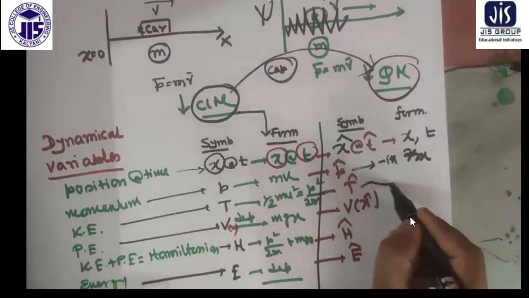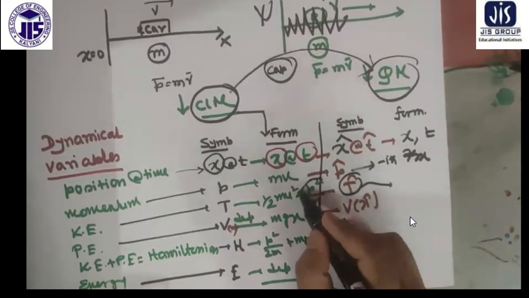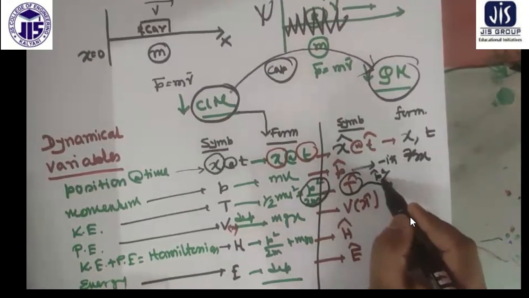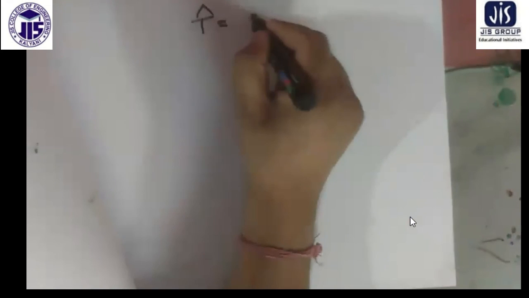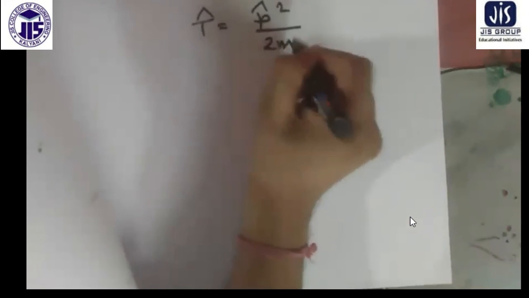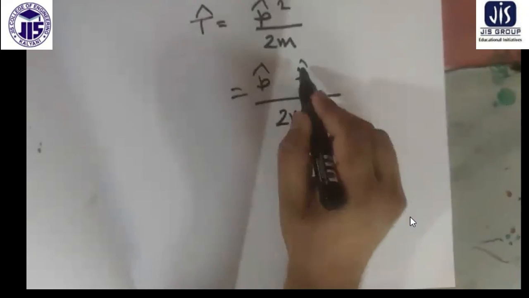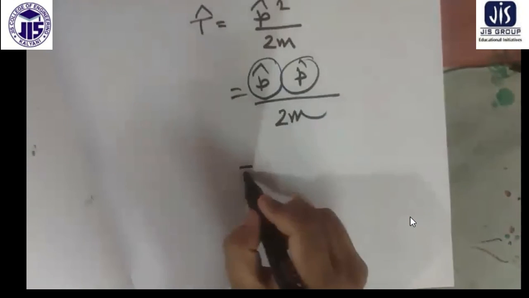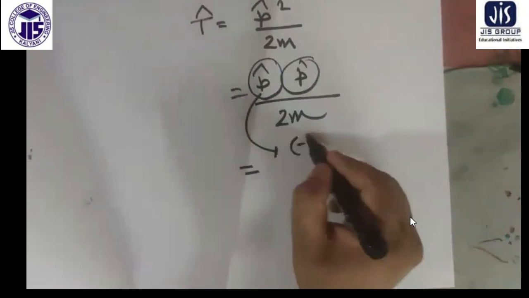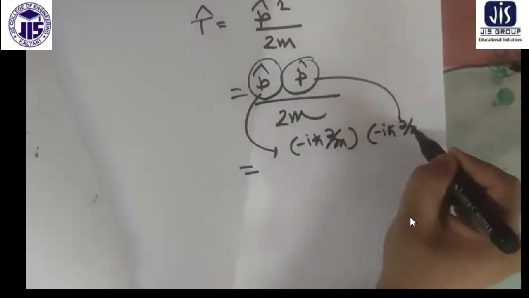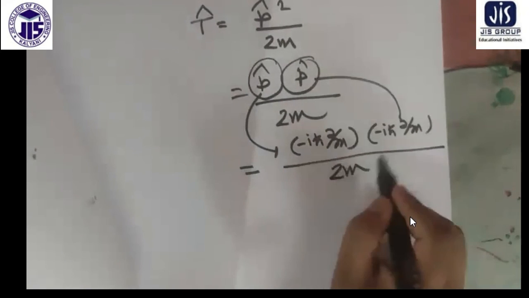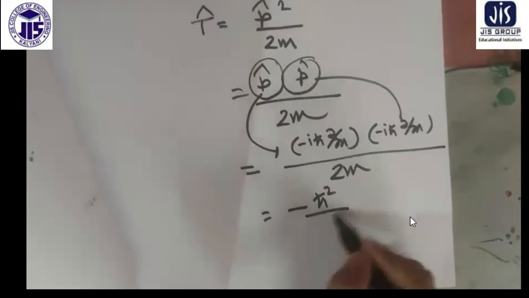Now my request is that you don't have to remember the kinetic energy formula, because classically kinetic energy is p square by 2m. So in operator form, it is p cap square by 2m. You can calculate this by yourself. Kinetic energy is p cap square by 2m, which everybody knows as half m v square, or p square by 2m. Now p cap is minus i h bar del/del x. Squaring it, minus minus gives plus, and it becomes minus h bar square by 2m, del/del x on del/del x.